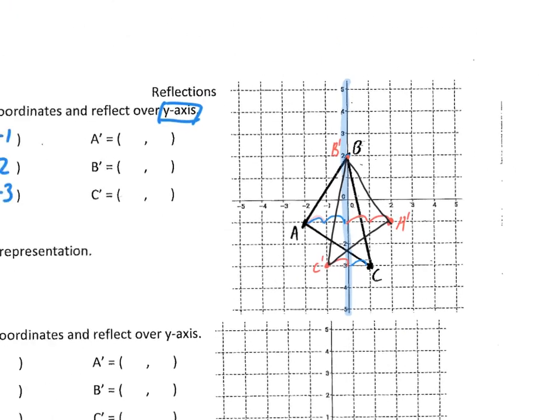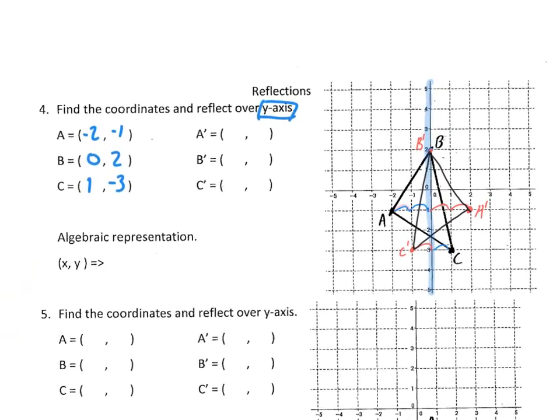So now I'm going to write down my coordinates for my primes. So A prime is at 2, negative 1. B prime is at 0, 2. C prime is at negative 1, negative 3.